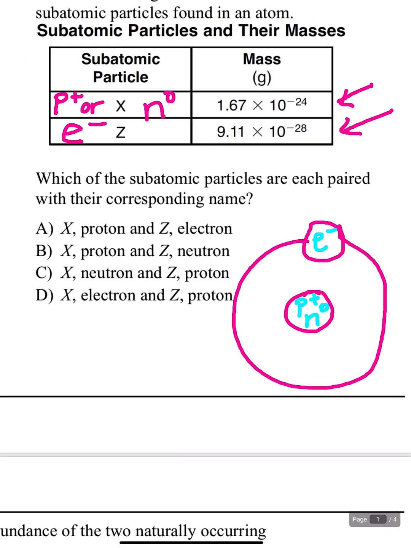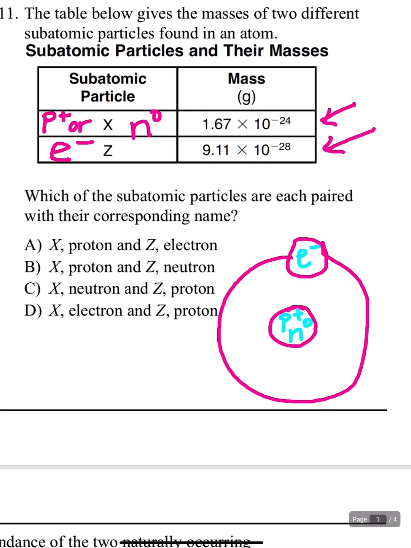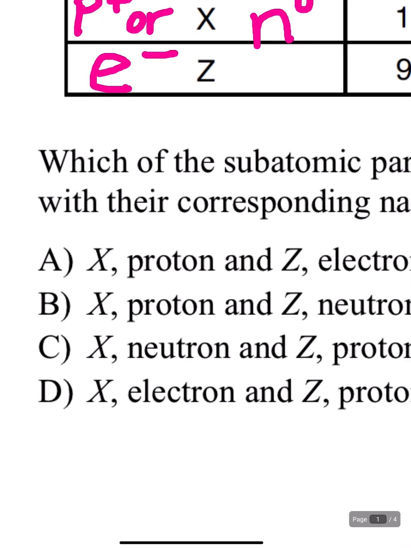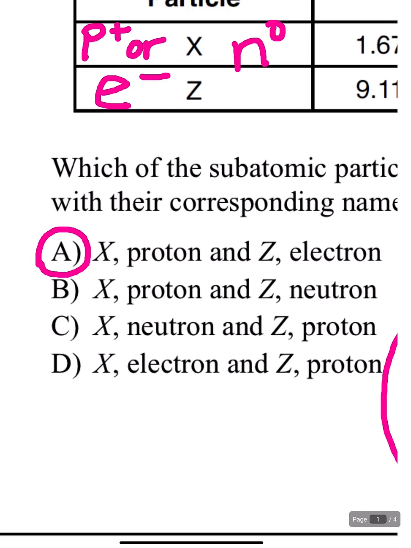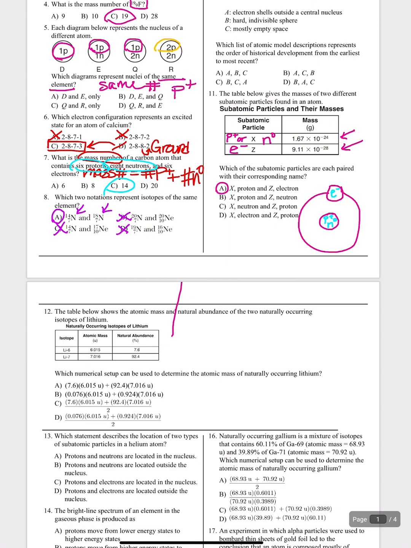So now looking at this, what this question is really trying to test you on is, do you know that an electron is smaller than a proton? Do you know it's smaller than a neutron? So if I go to A, it says X is a proton and Z is an electron. And guess what? That does agree with what we just discussed, so that is the answer. Let's go to 12.